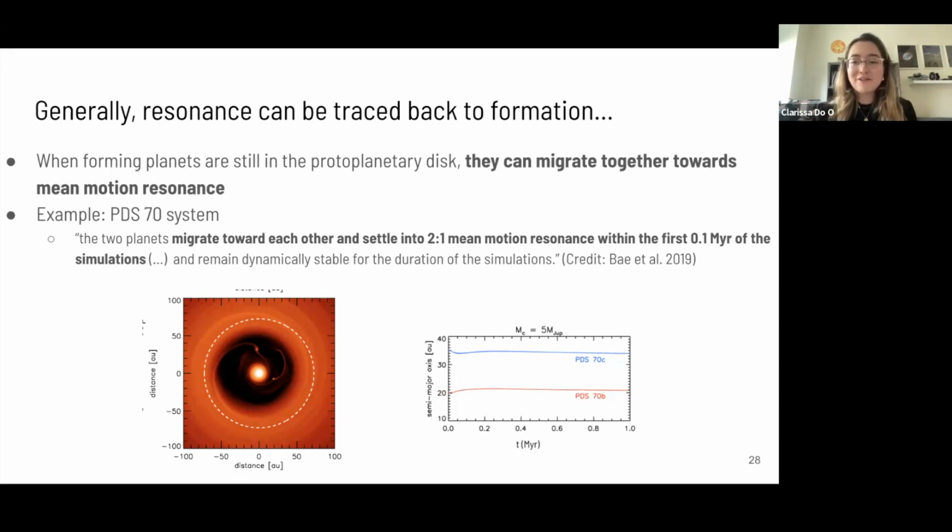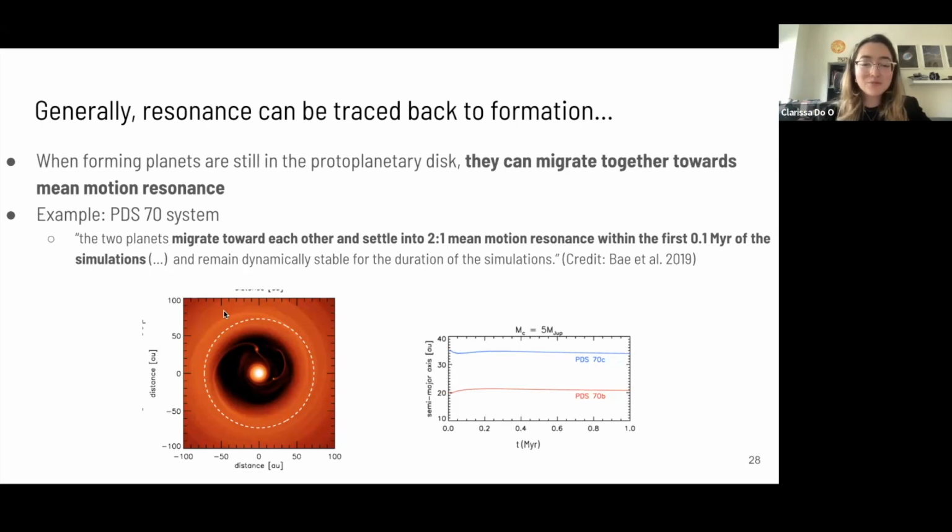And that's just a very fancy name for trying to simulate the gas in the disk as well, because it does have a different type of mechanics from just having pure solid material. And Bay et al. 2019 essentially simulated these planets with the disk to see how they would evolve over time. And here I have an actual quote from the paper where they find that the two planets actually migrated towards each other and settled into the 2-to-1 mean motion resonance within the first 100,000 years of the simulations, and then they remain dynamically stable for the duration of the simulations.